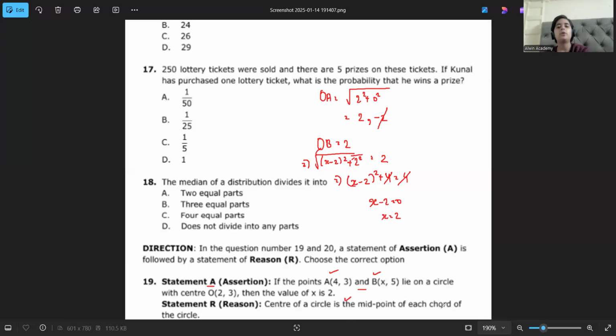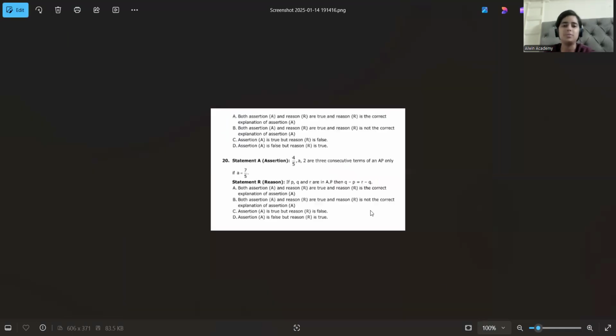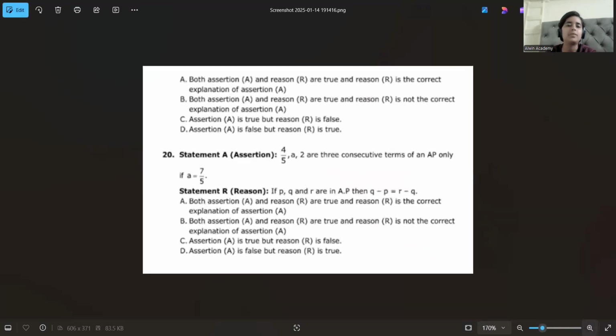Center of a circle is the midpoint of each chord of a circle. Now, if we take a look at this diagram, let's say for a second, if this is the center, this is the chord AB, its midpoint would be somewhere here. Is this the center of the circle? No. The center of the circle is only the midpoint of a special case of a chord, which is actually the diameter of that circle. For other chords, the midpoint of the chord and the center do not coincide. So reason is false. Assertion is true, reason is false. Let's go over to the next page to see the options. It would be option number C only. So we have, yep, A is true, R is false, option number C.